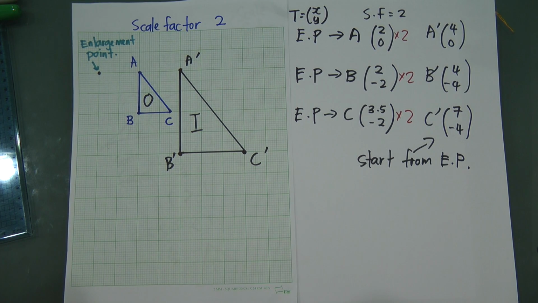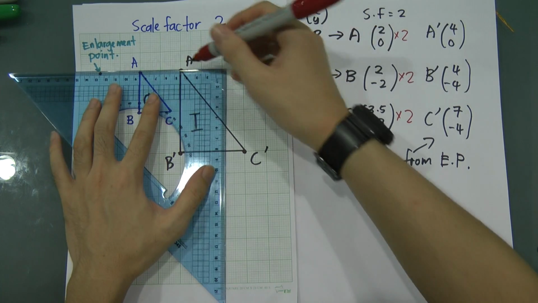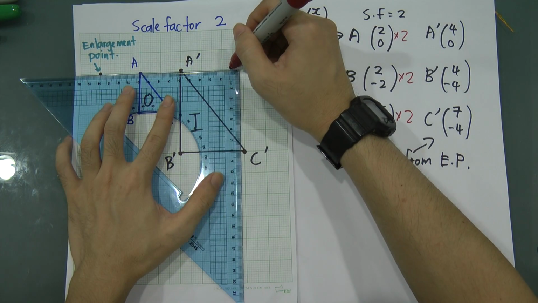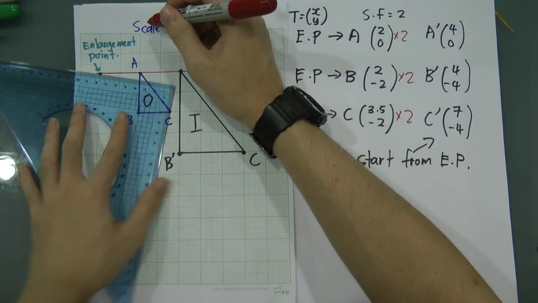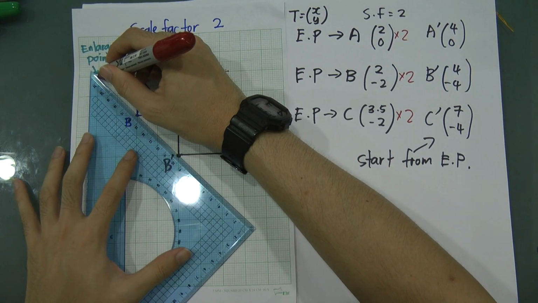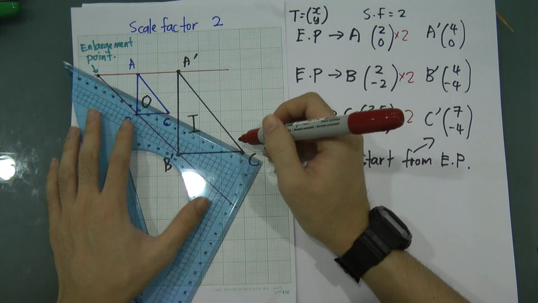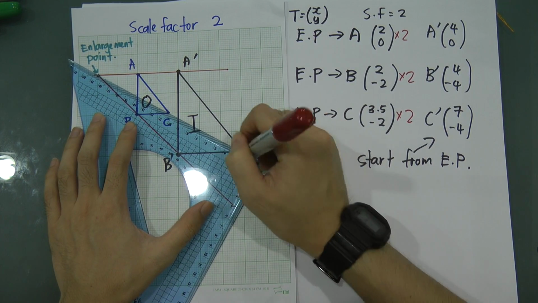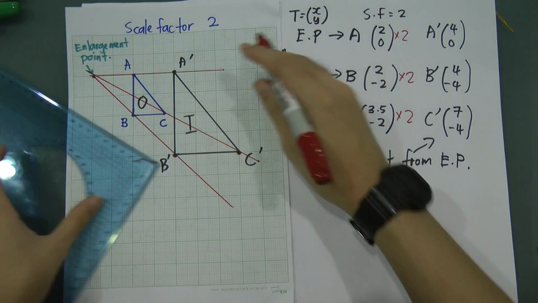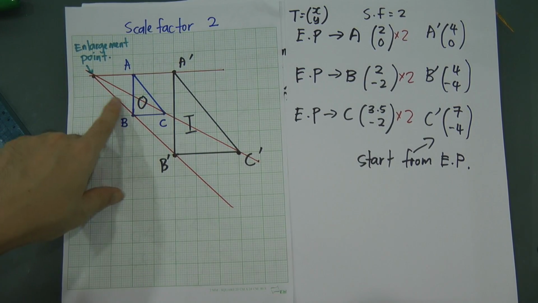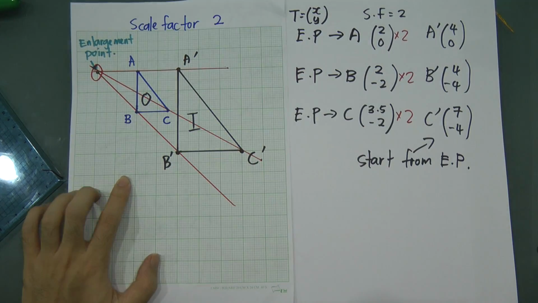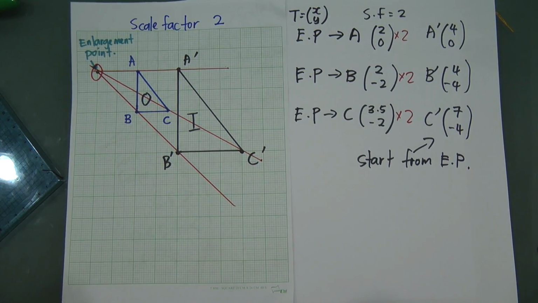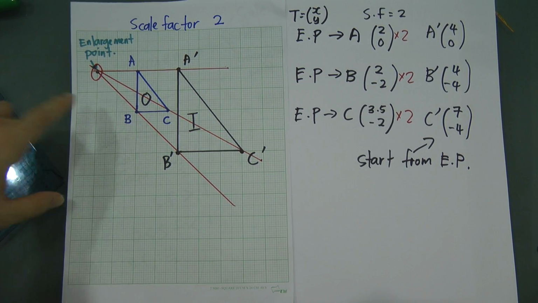And then a lot of questions actually ask you to find the enlargement point. The enlargement point is very easy to find. What you need to do is connect A to A image to one point. So let me try to connect. And then I connect B to B image. Of course, after that, I connect C to C image. Okay, and then you can see all my straight lines will intersect at one point. This point is called the intersection point, but in this chapter, it's called the enlargement point.